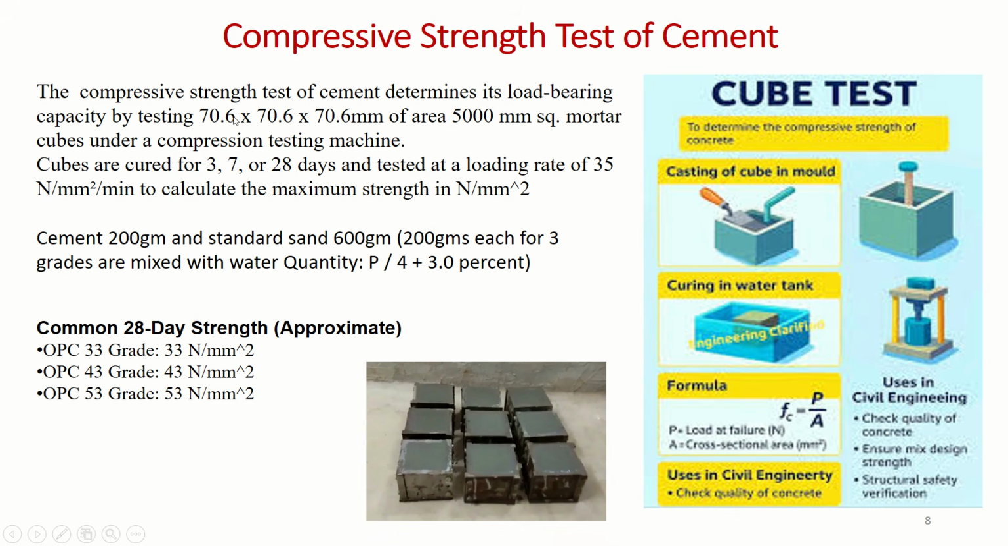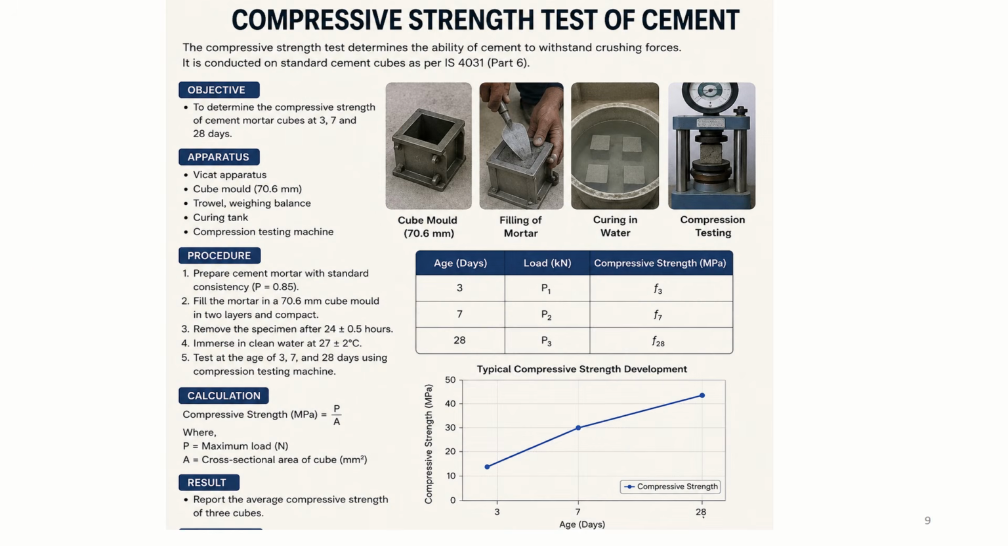In this particular practical, we have cast 6 cubes of size 70.6 by 70.6 by 70.6. The area is around 5000 square mm, and after curing these for 28 days, we should check the strength under the CTM and see exactly what the compressive strength is. If it is 53 grade cement, then the strength should be 53 or more after 28 days of testing. Okay, so this is about the compressive strength of cement.